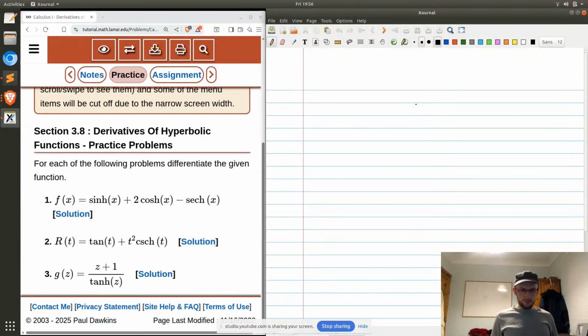And so I believe that cosh x is half the sum. So cosh x is e to the x plus e to the minus x all over 2. Sinh x is e to the x minus e to the minus x all over 2. And then tanh x is sinh x over cosh x.